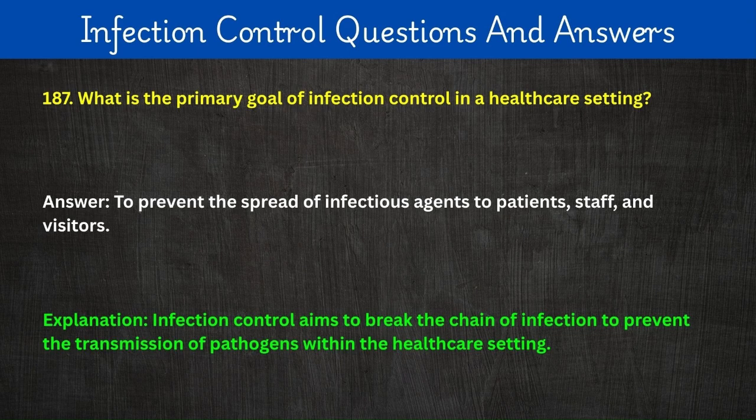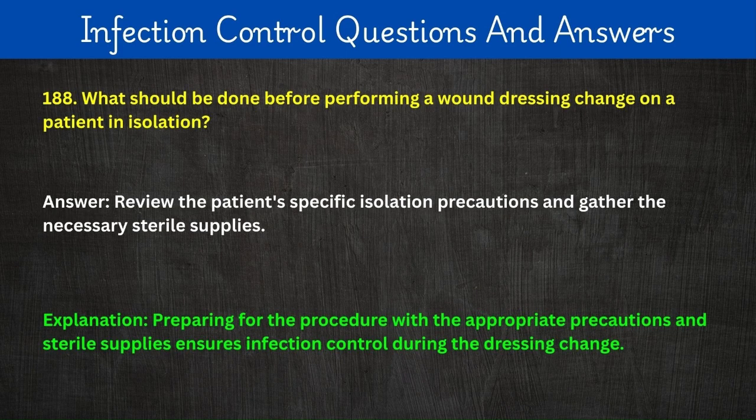Answer: to prevent the spread of infectious agents to patients, staff, and visitors. Explanation: infection control aims to break the chain of infection to prevent the transmission of pathogens within the healthcare setting. 188. What should be done before performing a wound dressing change on a patient in isolation?